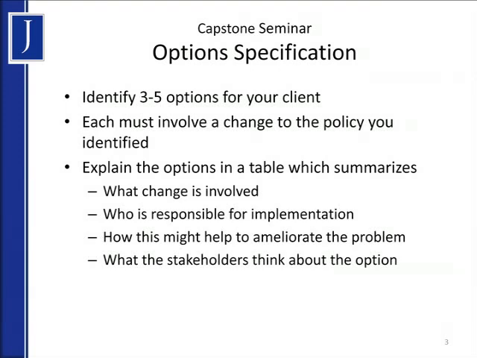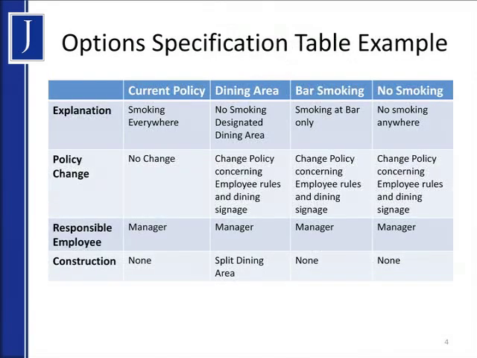Then explain the options in a table which summarizes what change is involved, who is responsible for implementation, how this might help to ameliorate the problem, and what the stakeholders think of the option. The following is a very simplified version of an options specification table.